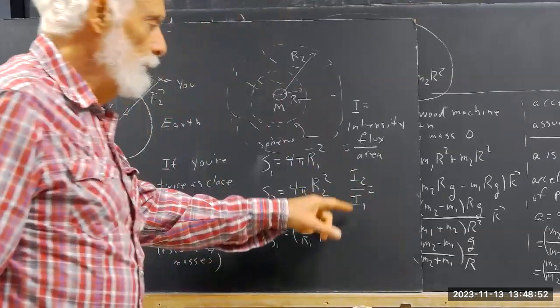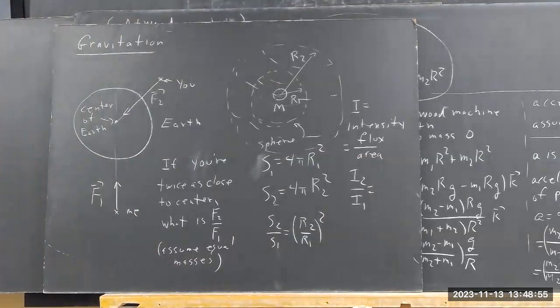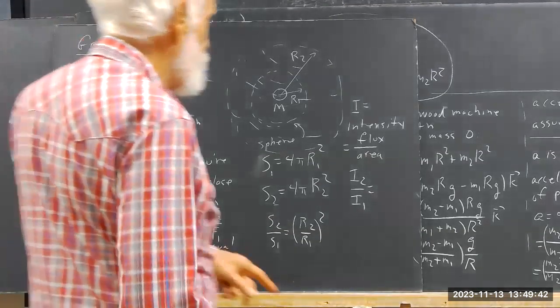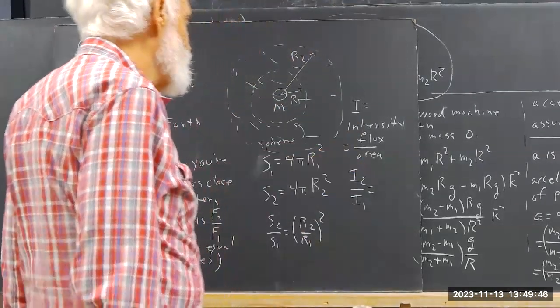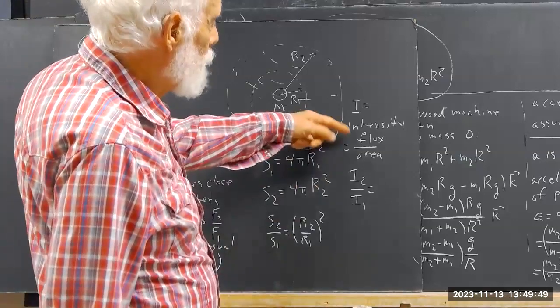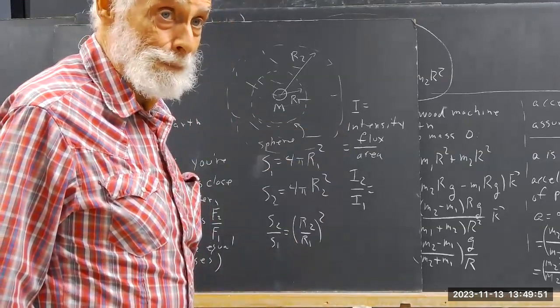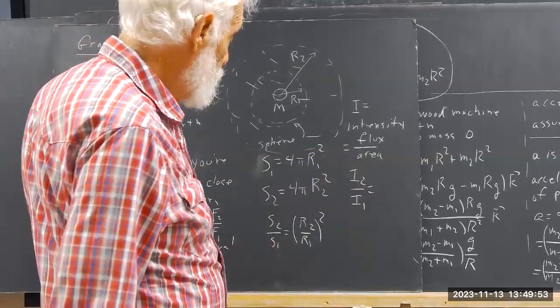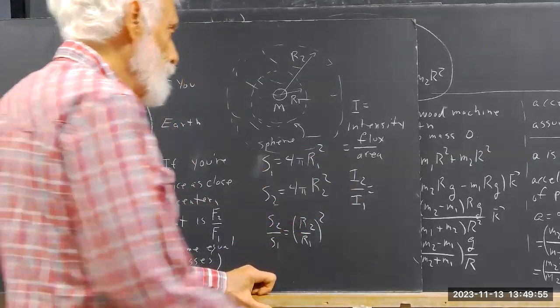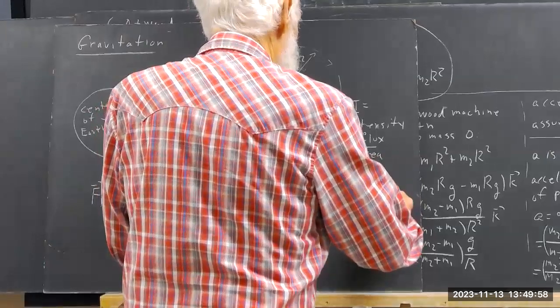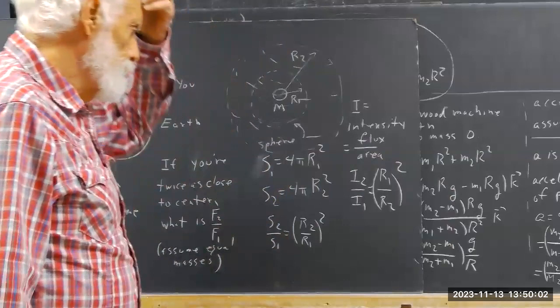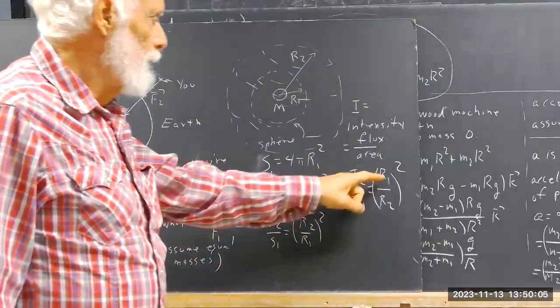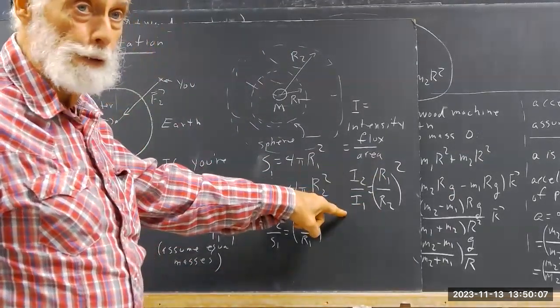So what's I2 over I1? Well, it's going to be flux over area 2 divided by flux over area 1. Since you're dividing by the areas, it's going to reverse the R2 and the R1. So that if R1 is less than R2, you're going to get greater intensity.